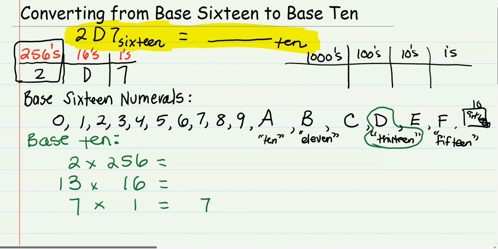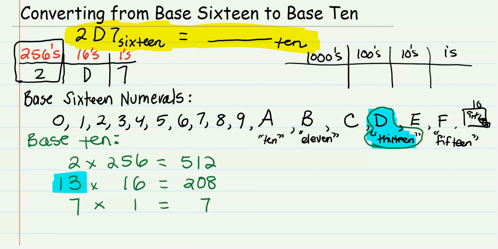Again, you have two groups of 256, which would make 512. And then you have 13 groups of 16, which would make 208. Now, where did I get the 13 from? 13 is D. D means 13 in base 10.